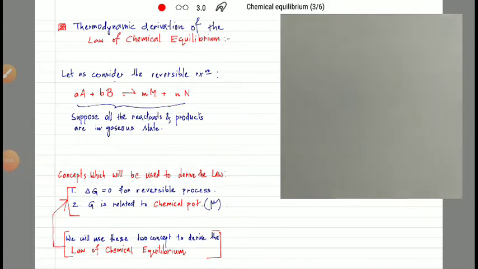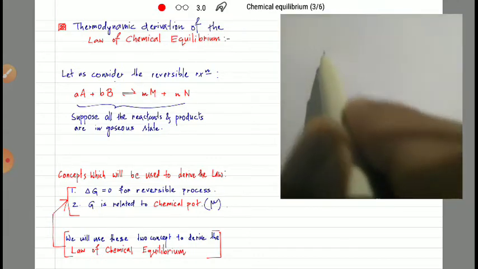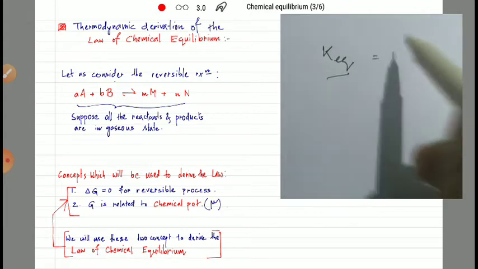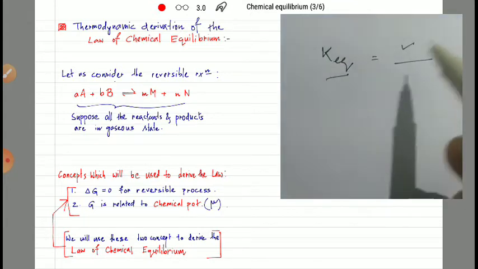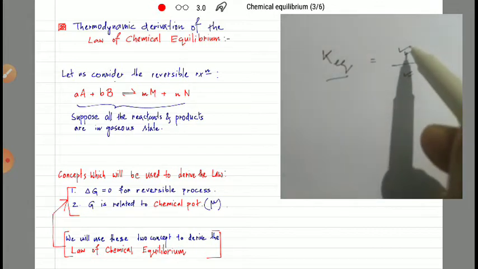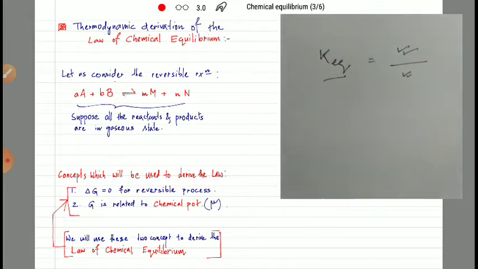Okay, let us discuss the thermodynamic derivation of law of chemical equilibrium. So we have already noted that law of chemical equilibrium is actually the relation between the equilibrium constant K and the active masses: the multiplication of active masses of the products divided by the multiplication of the active masses of the reactants.